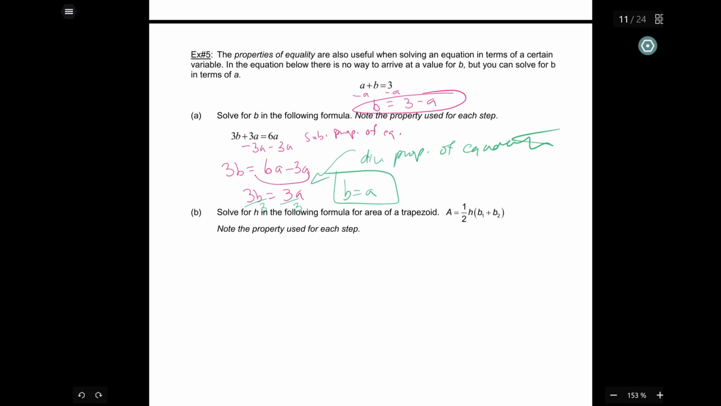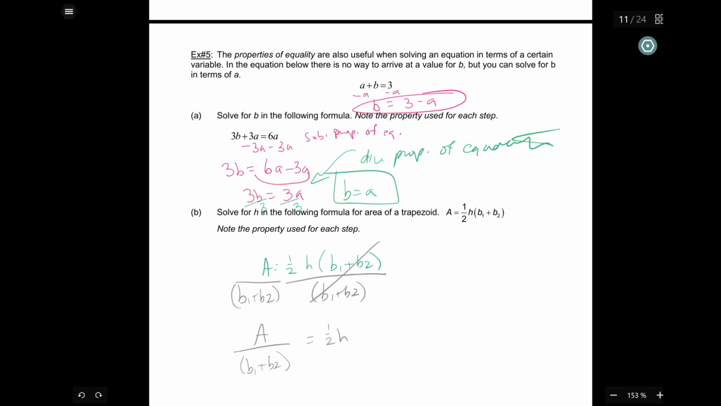Now solve for h in the following formula for a trapezoid. So get h by itself. So we have A is equal to 1/2 h times (b1 plus b2). First thing I'm going to do is divide by the b1 plus b2 on both sides. So that whole term goes away. So I have the area divided by the sum of b1 plus b2 is equal to 1/2 h.